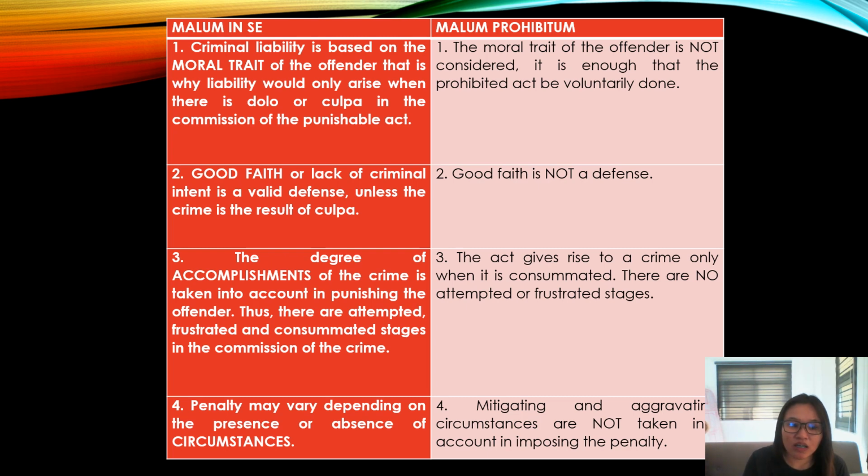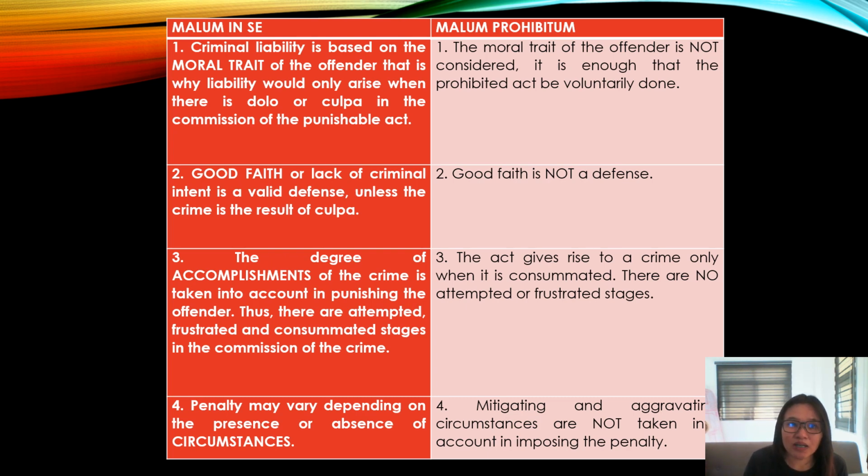Attempted, yun pa lang yung pinag-iisipan mo pa lang. Gusto mo pa lang siyang gawan ng krimen. Okay? Frustrated. Okay? Ayan na yung meron ka nang parang pursigido ka na. Okay? Then consummated. Gagawin mo na yung krimen. Na-consume na. Okay? Consummated. Stages in the commission of the crime. Then, sa malum prohibitum naman, the act gives rise to the crime only when it is consummated. Guys, take note. Tsaka lang mag-a-arise yung crime kung ang ginawa is consummated, natapos nang gawin yung krimen. There are no attempted or frustrated stages. Hindi siya kailangan. Hindi kailangan ang attempted and frustrated.